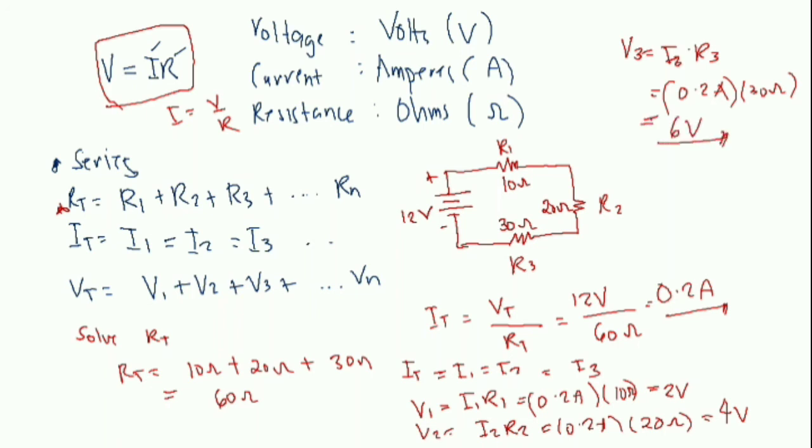So that's how we get the total current, the total resistance, and the voltage drop of each resistor in a series connection. If we add up V1, V2, and V3, so V1 plus V2 plus V3, we will get 12 volts.